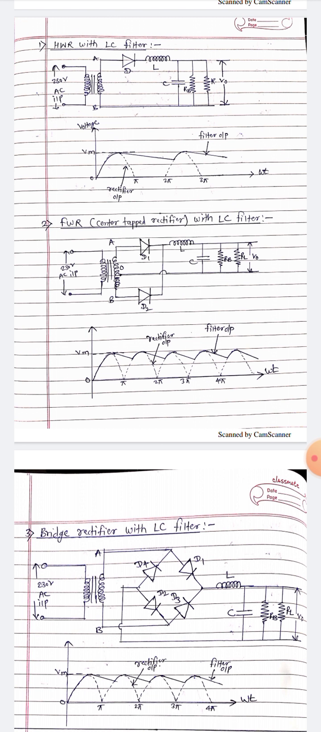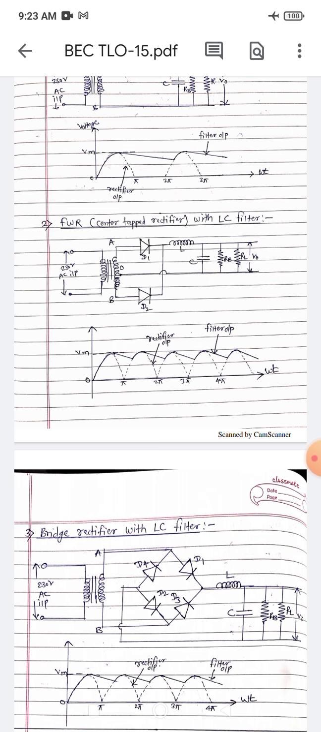So inductor L allows only the DC component from that output, and the remaining AC components are bypassed towards ground with the help of the capacitor. So in this way we will get the rectification for the negative half cycle also, and the inductor allows only the DC component at the output side. In this way the rectified output gets filtered at the output side.